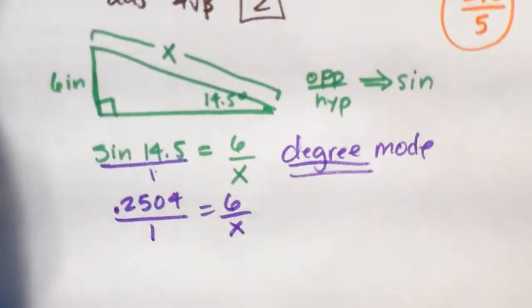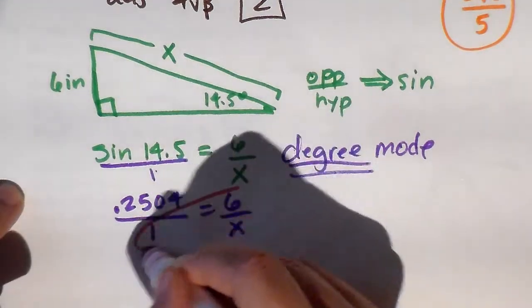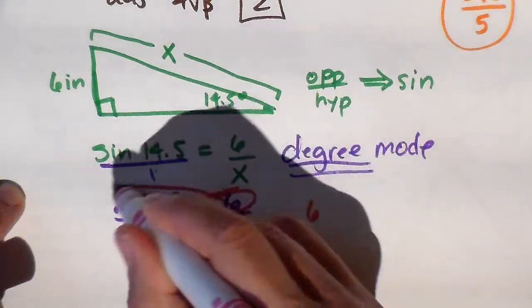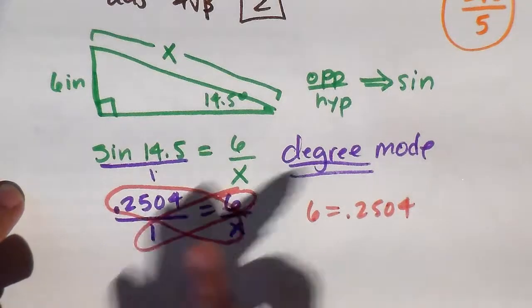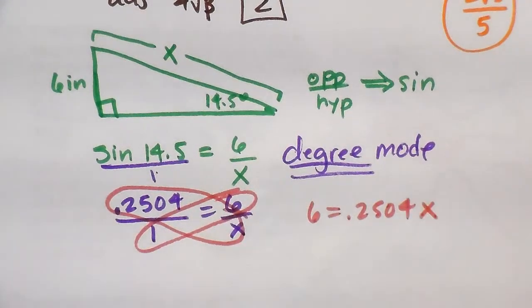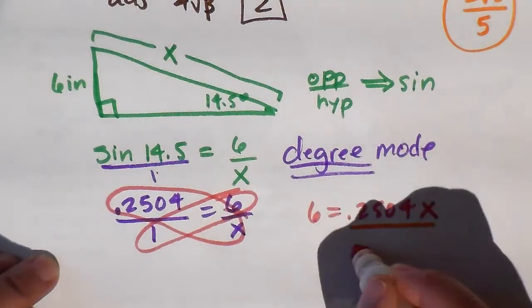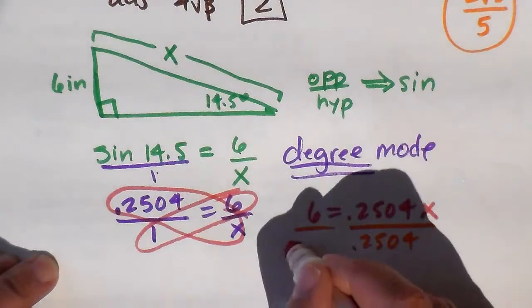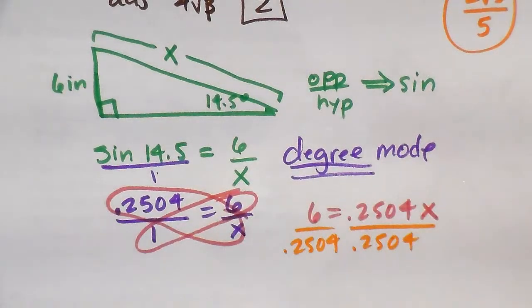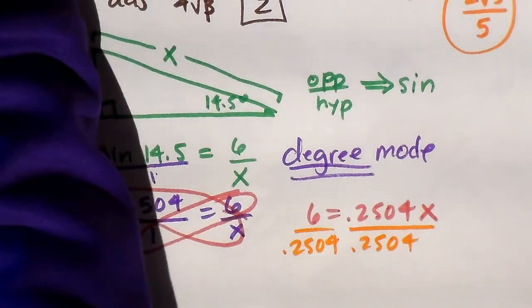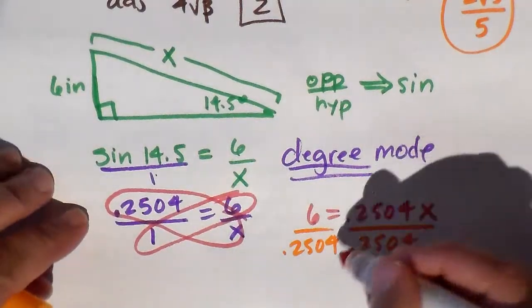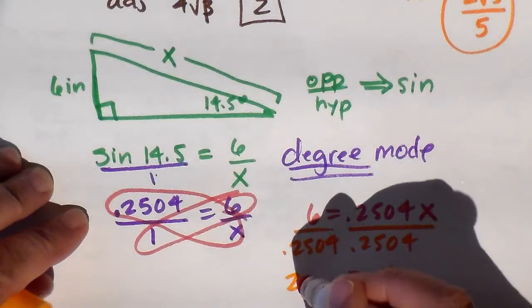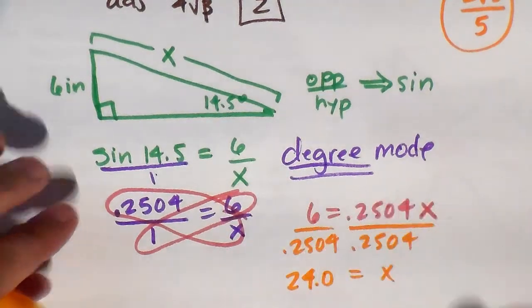So all you do from this point is you cross multiply like any other proportion. So I have 6 times 1 is 6, and 0.2504 times x. We always go to 4 decimal places, by the way. That's just something I do to make it accurate. Now solve for x. So I divide both sides by 0.2504. And if you do 6 divided by 0.2504, you get 23.96, which is about 24.